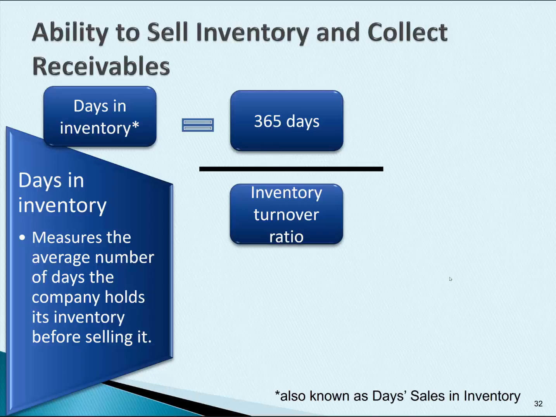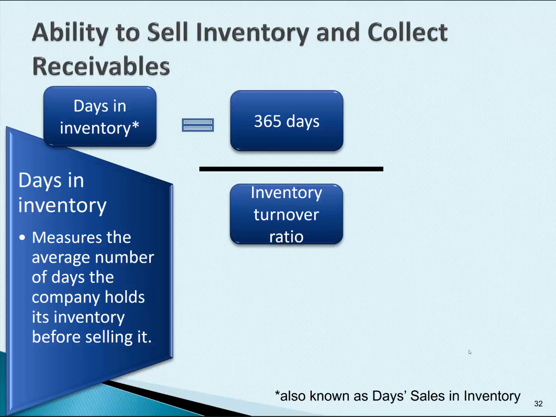For example, on the previous slide, we said a result of 20 for inventory turnover means the company turned over or sold its average inventory 20 times in the year. So let's calculate the days in inventory. So 365 divided by 20 would result in 18.25. So a result of 18.25 means the company holds its inventory for an average of 18.25 days before it's able to sell it. So is that good or bad?